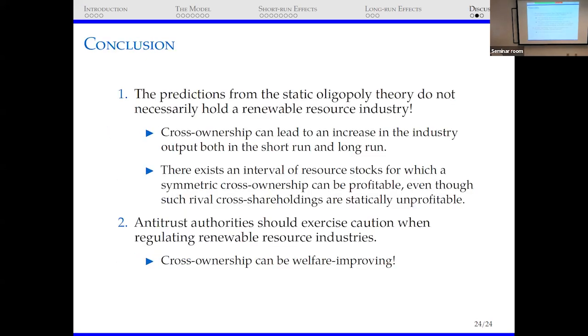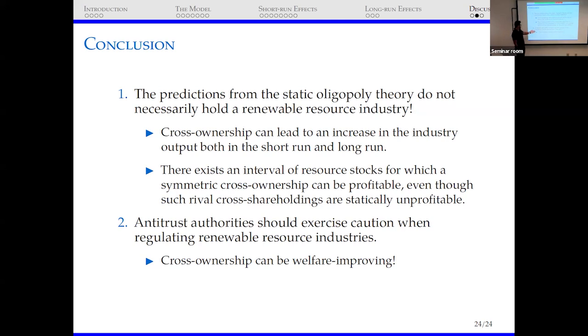Just to conclude, the predictions from the static oligopoly theory do not necessarily hold in the renewable resource industry, and this is created especially because of the dynamics of reproduction. If I leave one fish, it will reproduce and have more offspring. If I leave that tree, it will grow and get bigger. So this Hotelling rule in economics is the key that explains what's happening in this paper. Cross ownership can lead to an increase in industrial output, both in the short run and the long run. So there exists an interval of resource stocks for which a symmetric cross ownership can be profitable, even though such cross shareholdings are statically unprofitable.